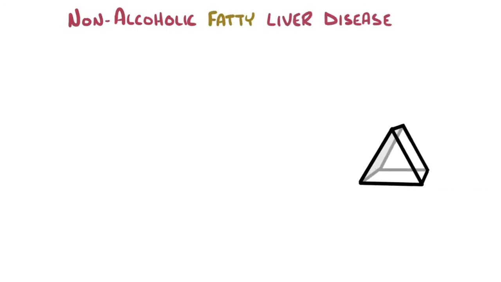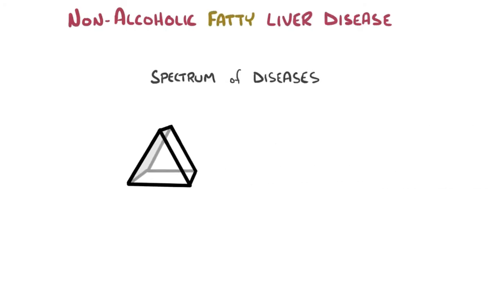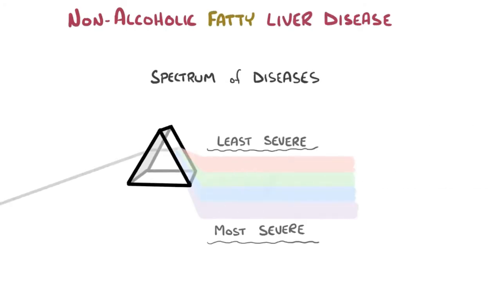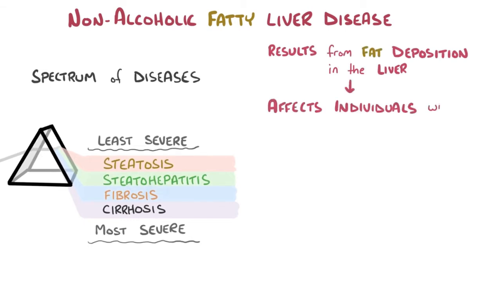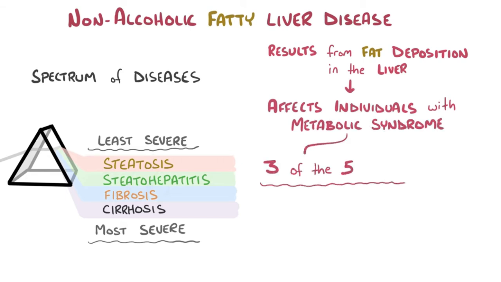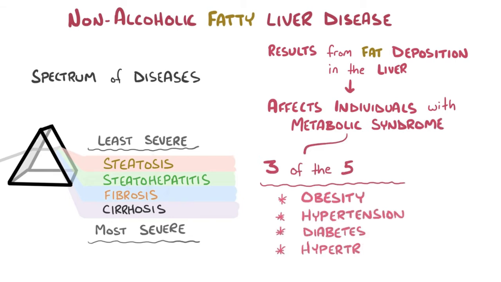Non-alcoholic fatty liver disease is actually a spectrum of disease, going from least to most severe: steatosis, steatohepatitis, fibrosis, and finally cirrhosis. Non-alcoholic fatty liver disease results from fat deposition in the liver, which is unrelated to alcohol or viral causes. Typically, it affects individuals with metabolic syndrome, which includes a combination of 3 of the 5 following diagnoses: obesity, hypertension, diabetes, hypertriglyceridemia, and hyperlipidemia.